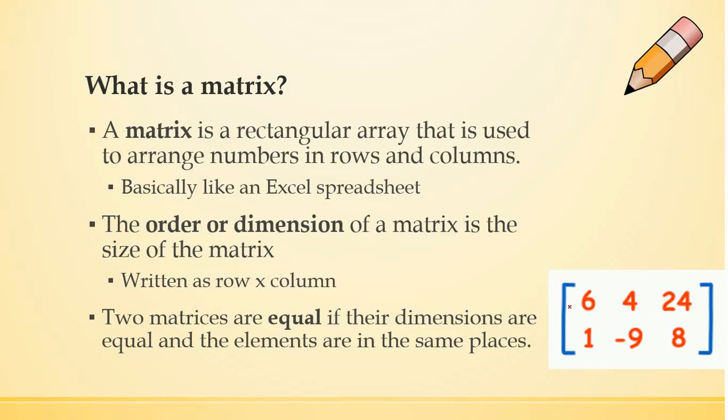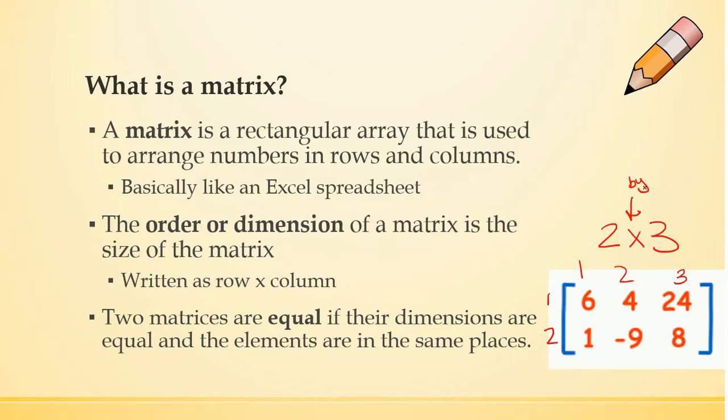So this matrix over here that I have has 2 rows and 1, 2, 3 columns. So this would be a 2 by 3 matrix. 2 by 3. So this X right here, you're going to read it as by. Okay, so you're always going to have row times column or row by column.